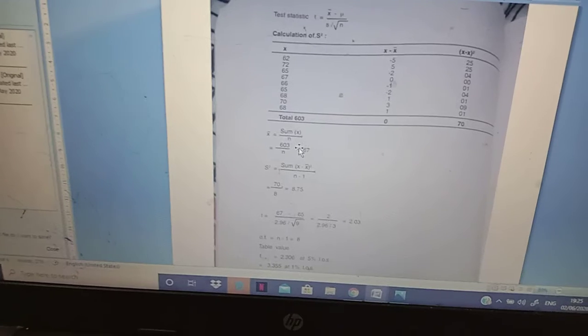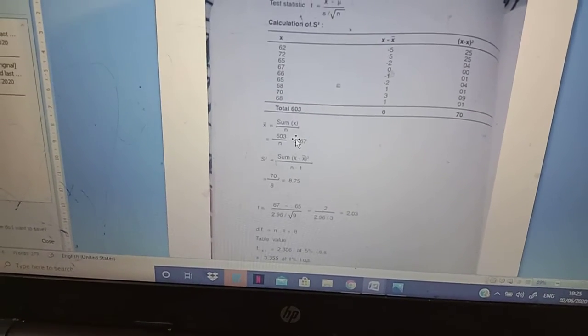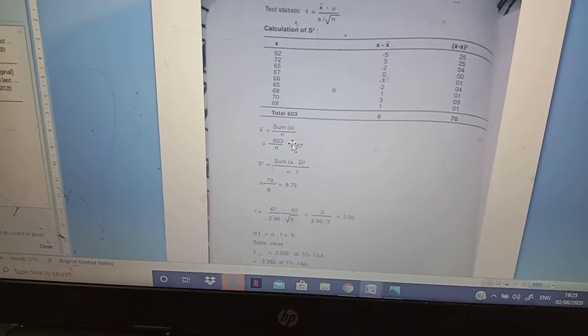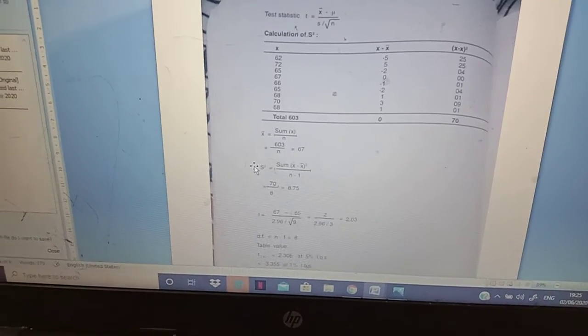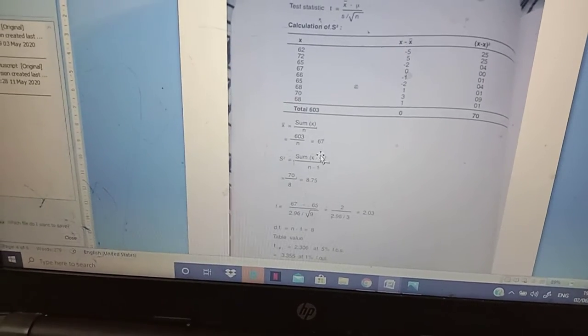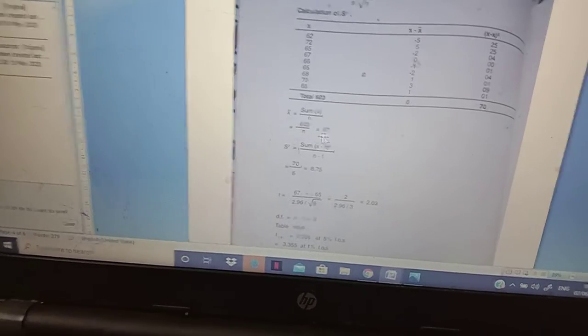Then how to find the S? S is the standard deviation, as I already told. If you square the standard deviation, you will get the variance. For the variance you can use this formula. To use this formula, you need to calculate the summation of (x minus x bar) squared.